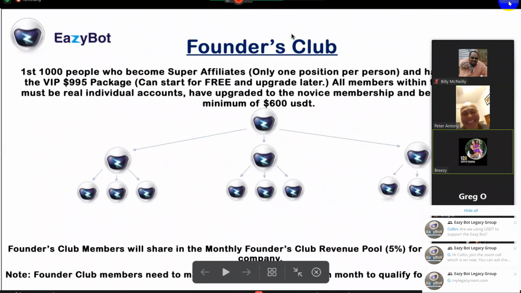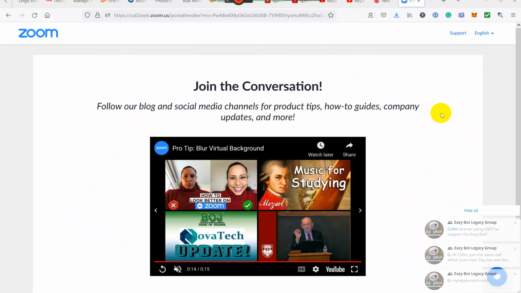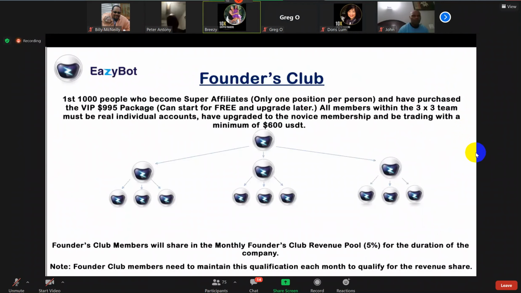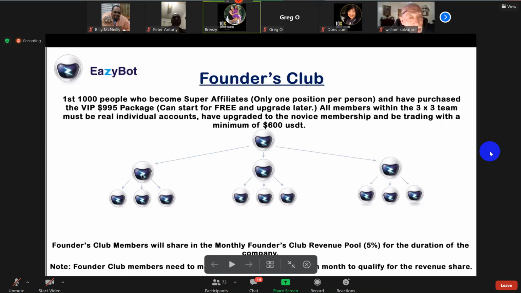Sure, of course. Honestly, I think it's going to be gone in more like 24 hours, because people are lining themselves up to participate and become part of the 1,000 founders. As explained here, the first 1,000 people who become the super affiliate, and it's going to be a 3x3x3. You will recruit 3 people that have to have a novice package. So that is the 250 and at least trading $600. And then those 3 people have to have 3 people each, so a total of 12.